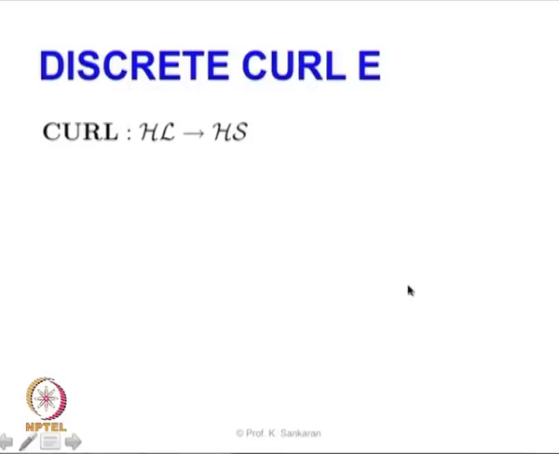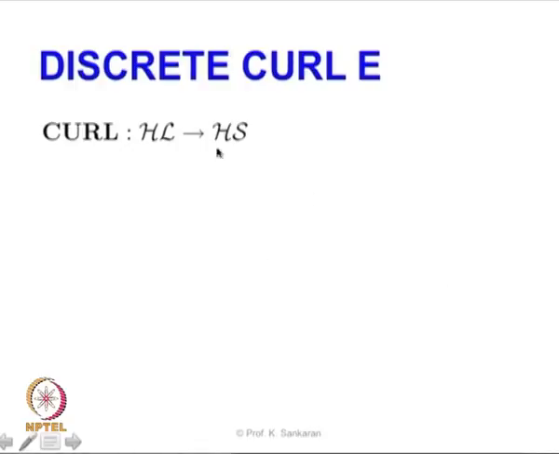Now we are going to see how this curl operator behaves. We know from our previous lectures on algebraic topology and other methods that it is going to take a value that is defined on the vector HL and take it to the vector HS.